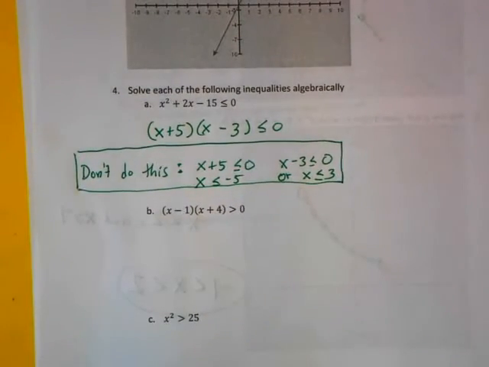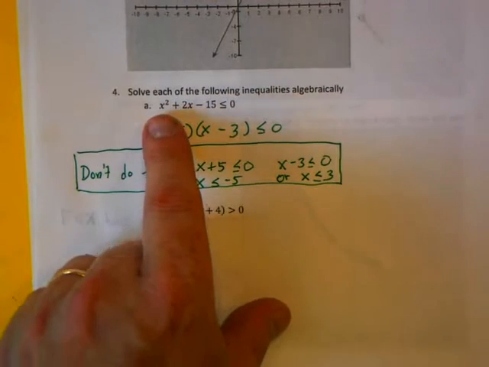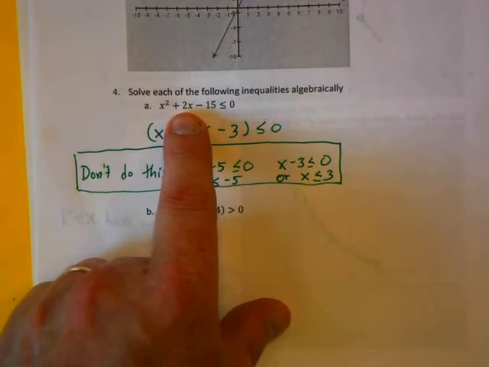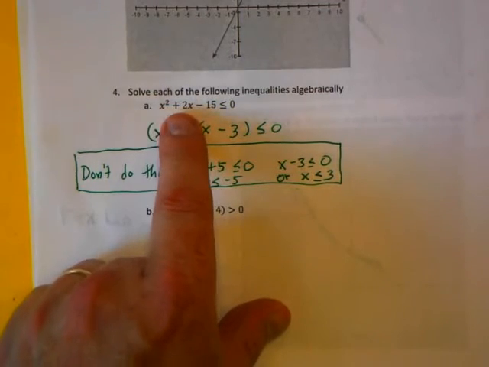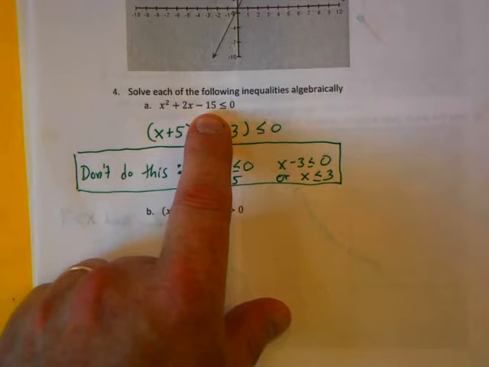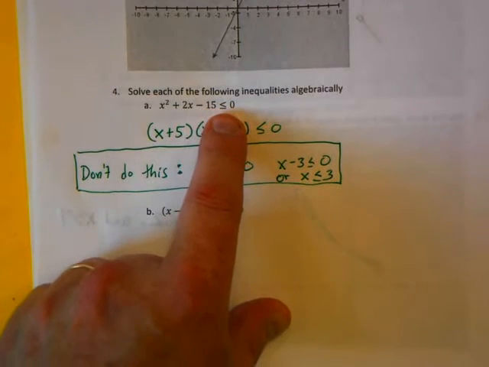And here's the problem. Pick your favorite number smaller than 3. 2. If I plug 2 in here, I get 4 plus 4 minus 15. What's 4 plus 4? What's 8 minus 15? -7. Is -7 less than 0? Yeah, so that one works.